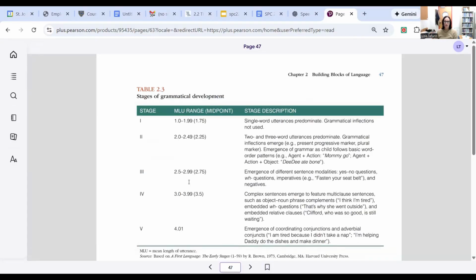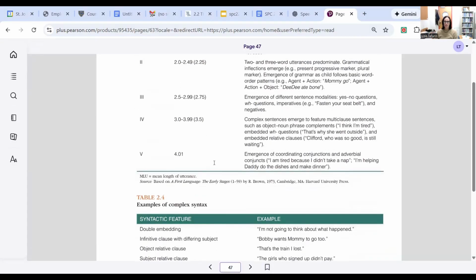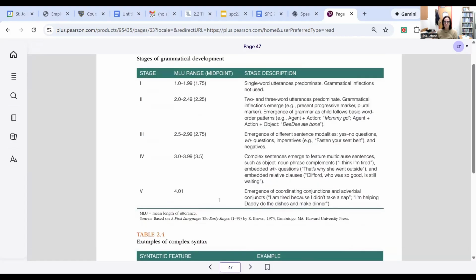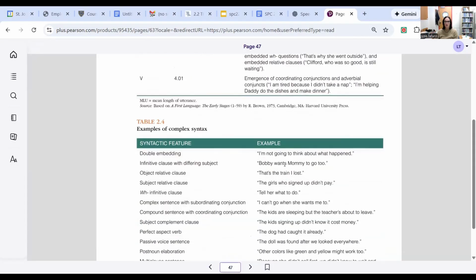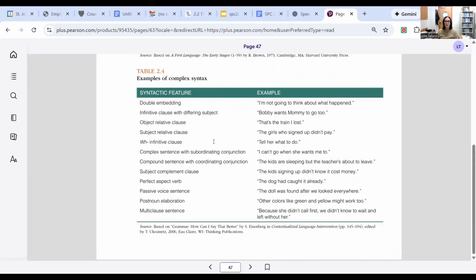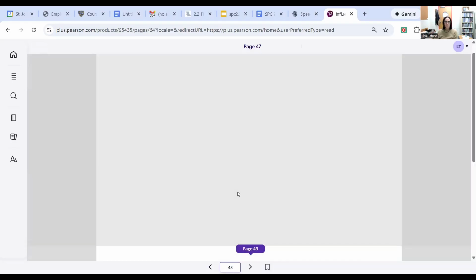Okay, so here we have age ranges for anticipated MLUs when they're measured. Okay, so a child in Brown stage 2 has an MLU on average of 2 to 2.49. So what that means is they're using 2 to 2.5 morphemes per utterance on average. And you can read the description to the right. Okay, and here's an example of some of the syntactic features that are now beginning to develop early on, and that are evidence of complex syntax. And here's some of those examples.